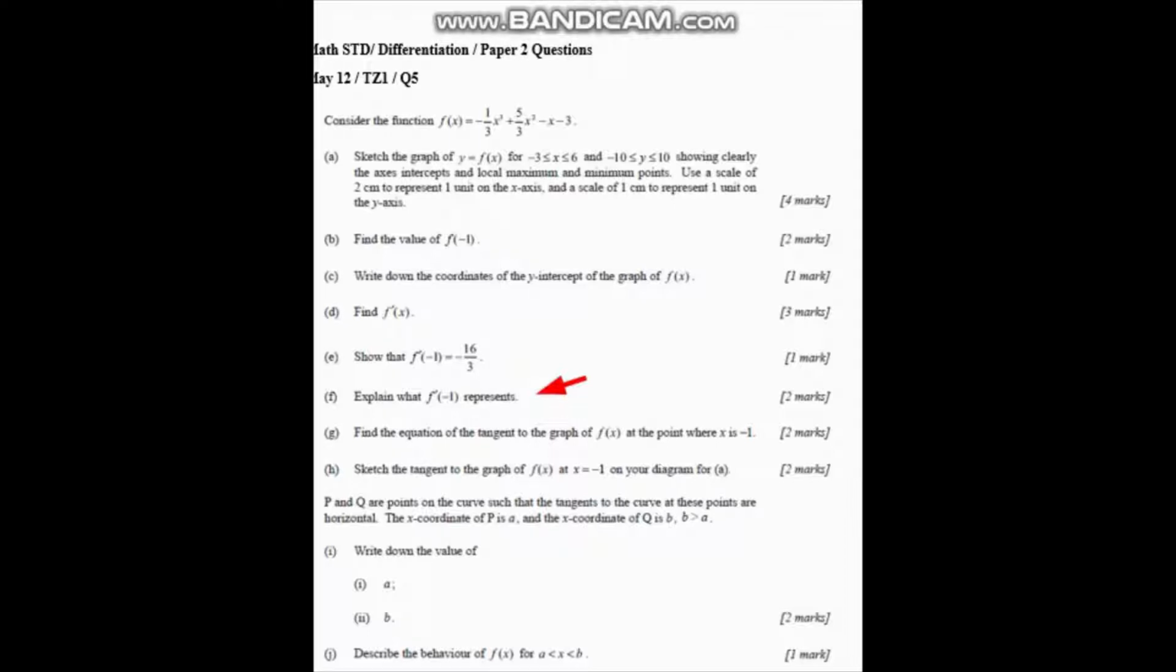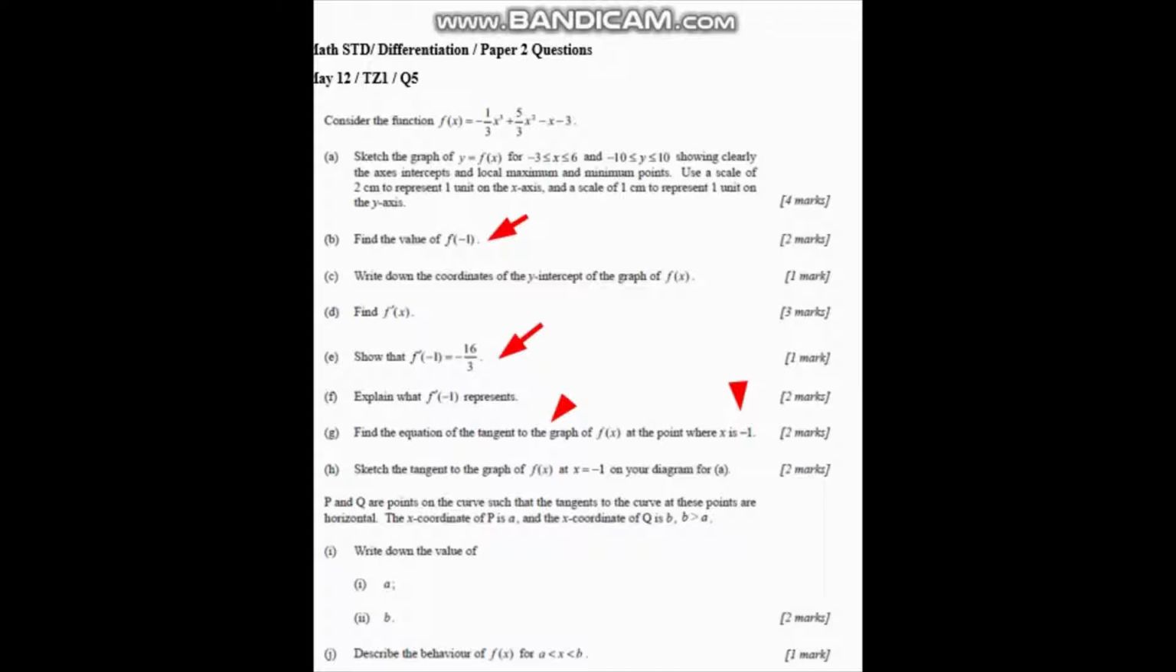In G, I'm required to find the equation of the tangent to the graph of f of x at the point where x is -1. So the equation of the tangent requires two things, a slope and a point. So the slope I already know from E. The slope at -1 is -16/3. And the point is the point where x is -1, but I need the y value. Thankfully in B I was required to get the y value, which is f of -1. So I have everything I need to write the equation down.